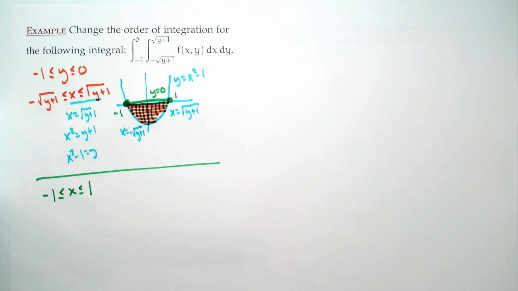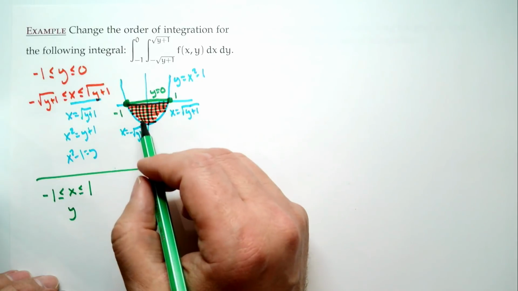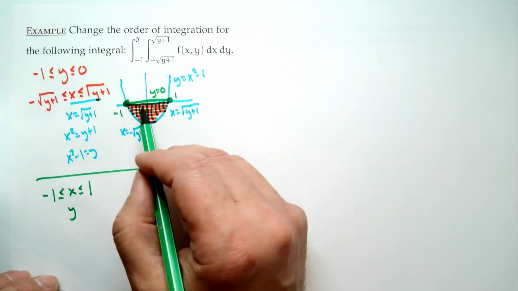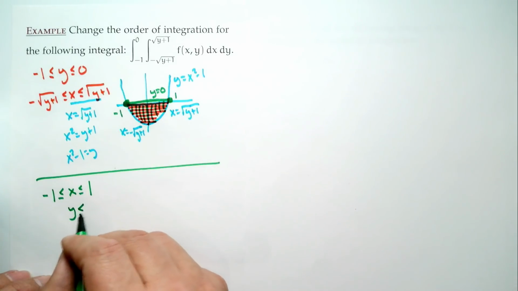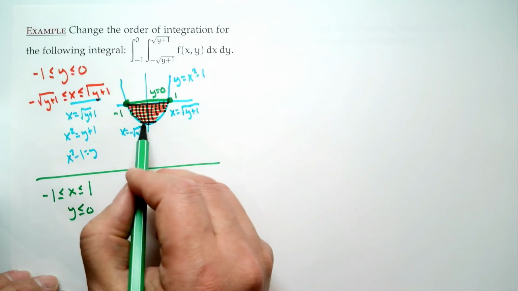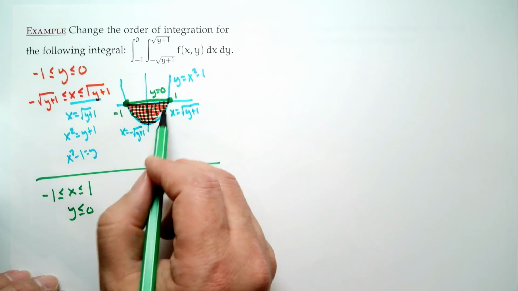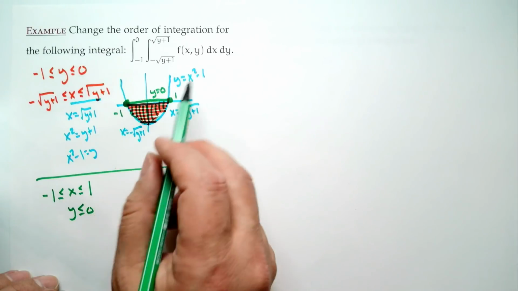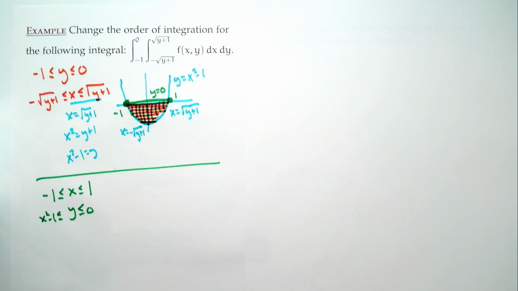Okay. Now, what about y? Well, that says where am I going between? What's the high point, or the top? 0. What's the low, or the bottom? So it's this curve. What is this curve, with y as a function of x? It's x squared minus 1. So now, those are the bounds of my region if I express it in terms of slicing the other way.